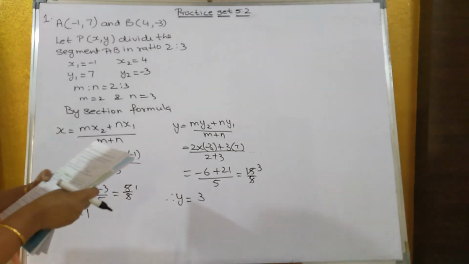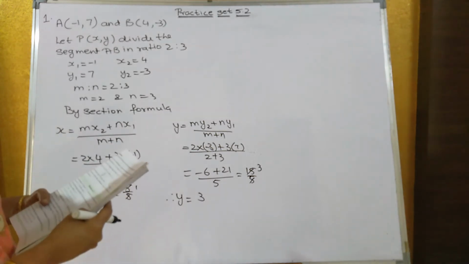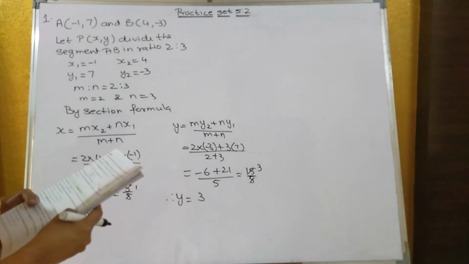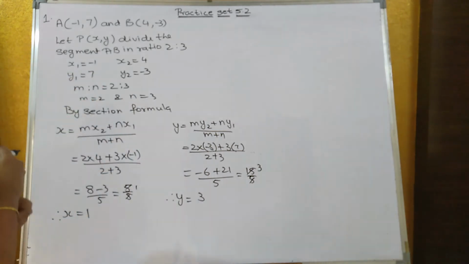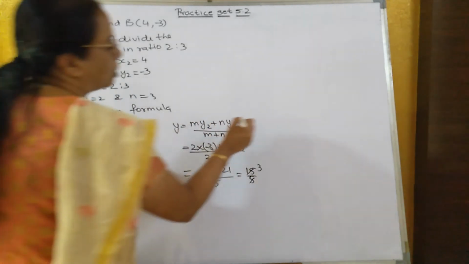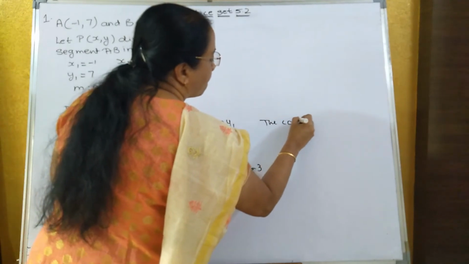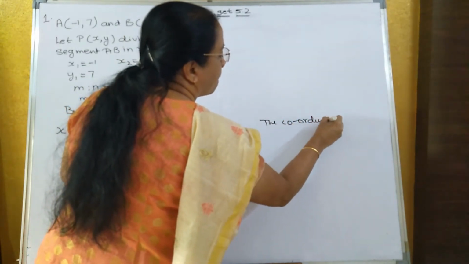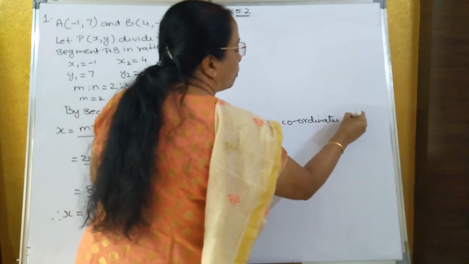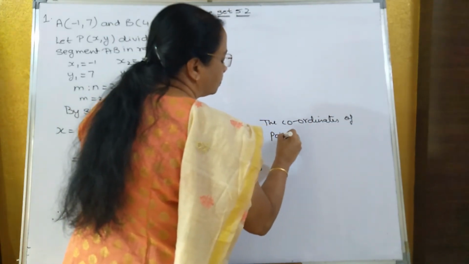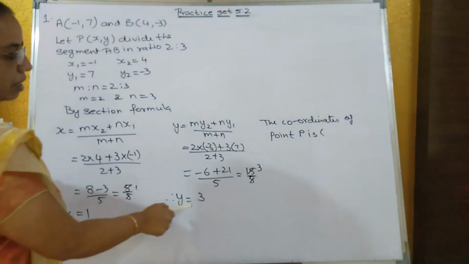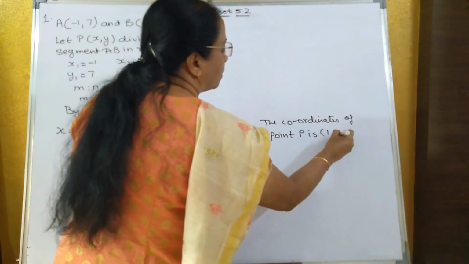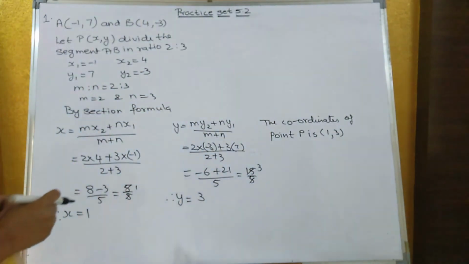So what are the coordinates of P? The coordinates of point P, if P divides the line segment joining the points A (-1, 7) and B (4, -3) in the ratio 2:3. So what have we got? x is 1 and y is 3. So P is (1, 3). Similarly, you have to do the second sum also. It's the same formula you have to use to find the answer.